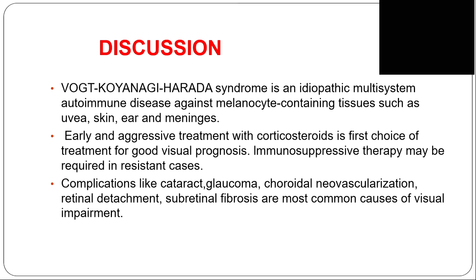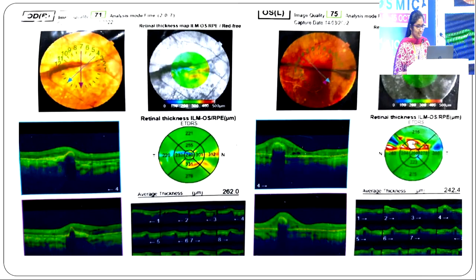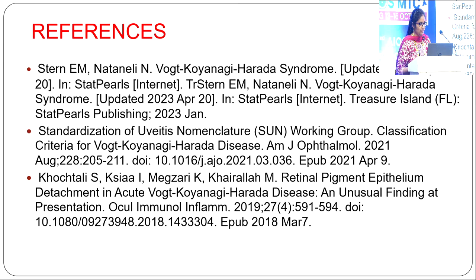Vogt-Koyanagi-Harada syndrome is an idiopathic multisystem autoimmune disease against melanocyte-containing tissues such as uvea, skin, ear, and meninges. Early and aggressive treatment with corticosteroids is the first choice of treatment for good visual prognosis. Immunosuppressive therapy may be required in resistant cases. Complications like cataract, glaucoma, choroidal neovascularization, retinal detachment, and subretinal fibrosis are the most common causes of visual impairment. These are OCT pictures showing serous retinal detachment in both eyes. Thank you.